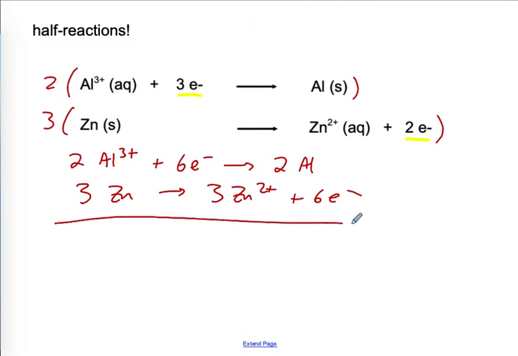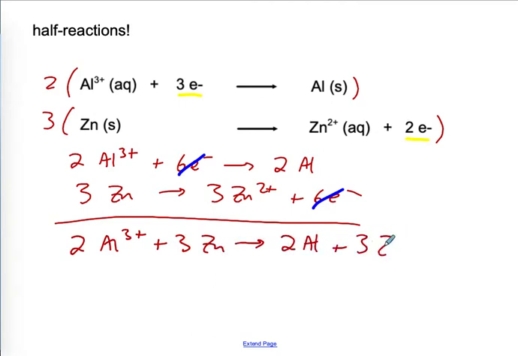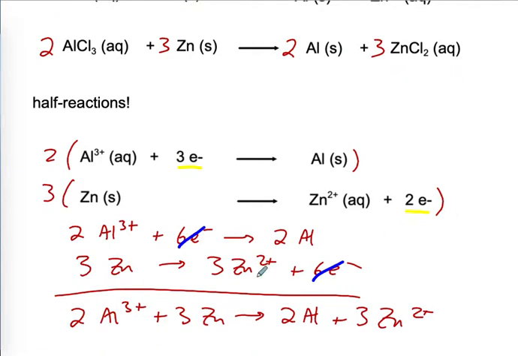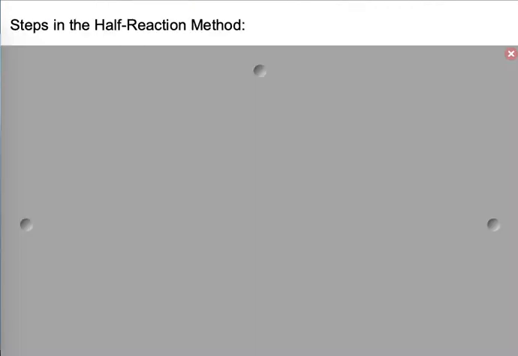Now when I add these half reactions together, the 6 electrons on the reactant side cancel the 6 electrons on the product side, and I get 2 aluminum 3+ plus 3 zinc forms 2 aluminum plus 3 zinc 2+, which we see is essentially the same reaction we had above. Okay, so here are the steps in the half reaction method. And again, if you follow these steps, you will never go wrong.